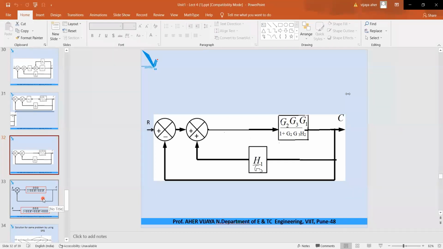G1, G2, G3 divided by 1 plus G2, G3, H2, divided by 1 minus G1, G2, G3 divided by 1 plus G2, G3, H2 into H1 divided by G3. G3 cancel होईल.